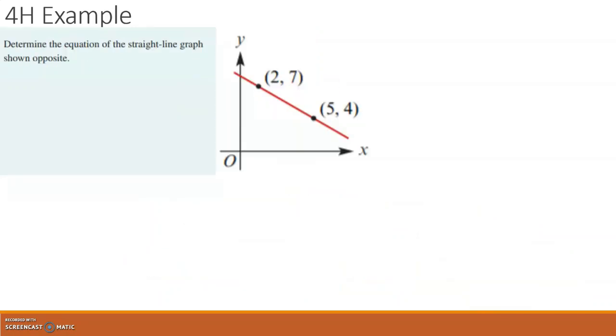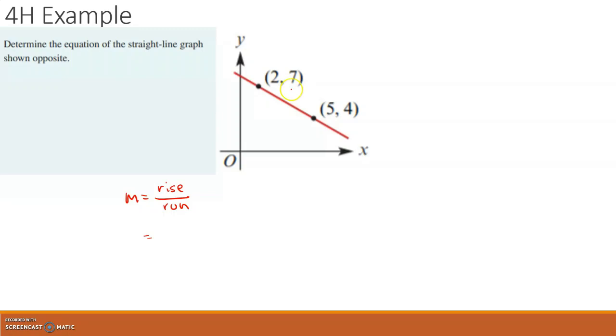Alrighty, here's a second example for exercise 4H. So I'm going to be determining the equation of this straight line using 2 points, and neither of them is the y-intercept. So remember, we need to start by finding the gradient. M equals rise over run. And the difference with this straight line is that it has a negative gradient. So it's heading in the negative direction as x increases.